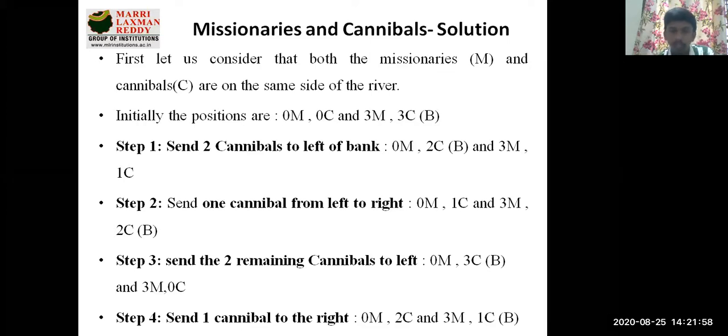So in step four, we are sending one cannibal to the right. So we'll be left out with zero missionaries on the left side, two cannibals.